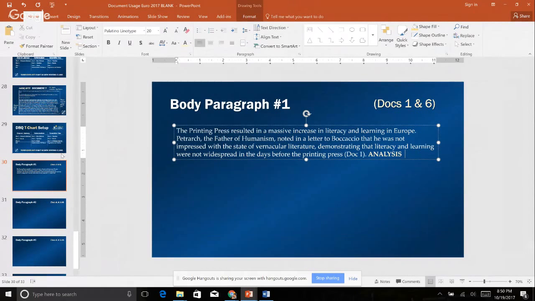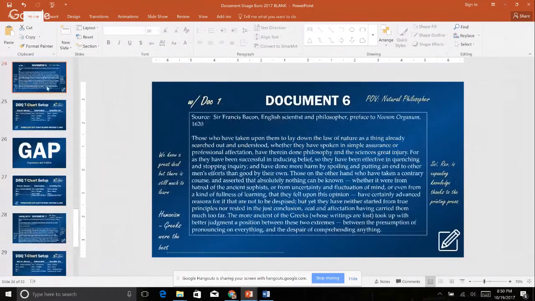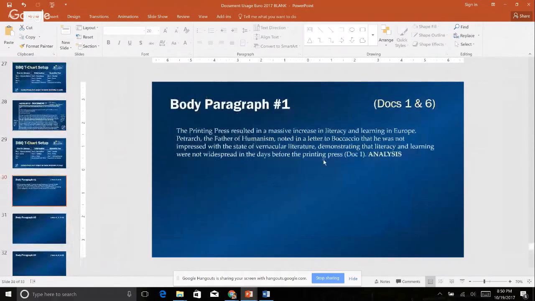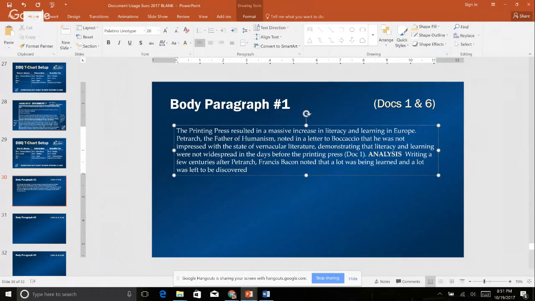So what we see here now, we've got Bacon writing, just to make sure we're clear on that. He's writing in 1620, so writing a few centuries later, a few centuries after Petrarch. Francis Bacon noted that a lot was being learned and a lot was left to be discovered. Now, writing a few centuries after Petrarch, we see here document 6.